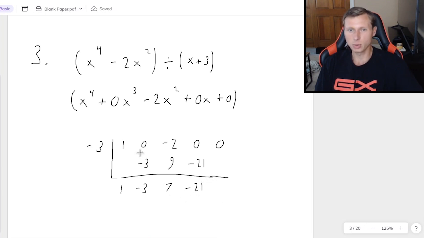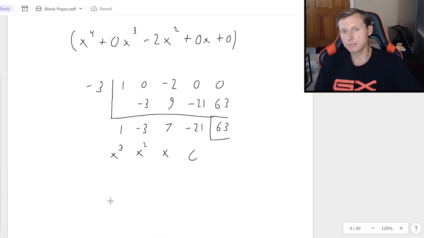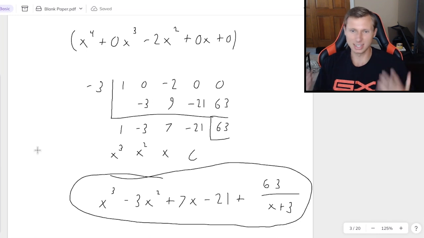And last, negative 21 times negative 3 is positive 63. And thank goodness I don't need to do this again, because I really don't feel like doing 3 times 63 in my head. But remember that 63 is our remainder. And then again, reading from right to left, constant, x, x squared, and x cubed this time. Looks like we're going to get a final answer of x cubed minus 3x squared plus 7x minus 21, and then finally plus 63 divided by x plus 3, my divisor. And there we go. There's our answer.